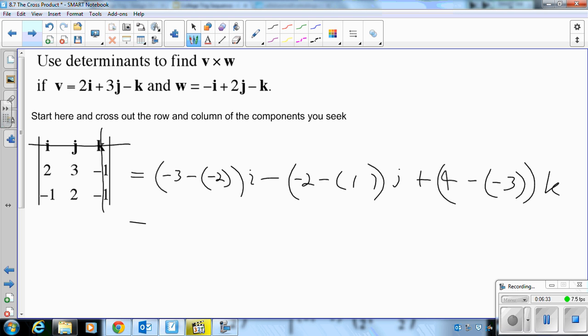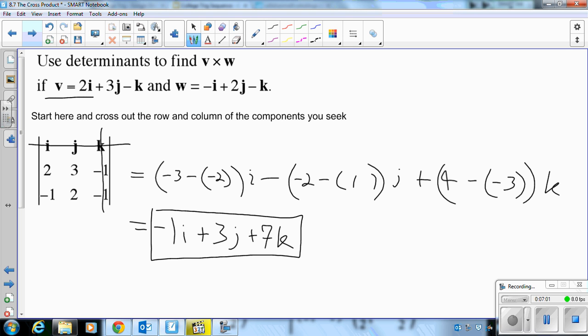So then we're going to simplify. I got -3 plus 2 is going to be -1i. Now I have -2, I get -3 inside my parentheses, minus a -3 is going to be plus 3j. And then the last piece is going to be 4 plus 3 is going to be plus 7k. So this is the vector that is orthogonal to these two vectors. These two vectors will create a plane, and from that plane we can find a vector that is orthogonal to it by the right-hand rule.